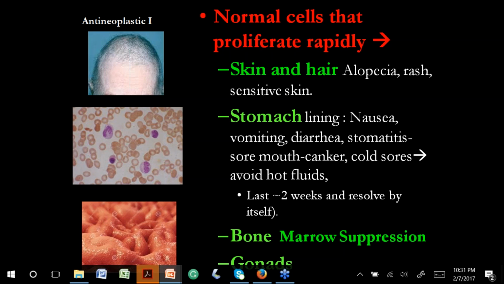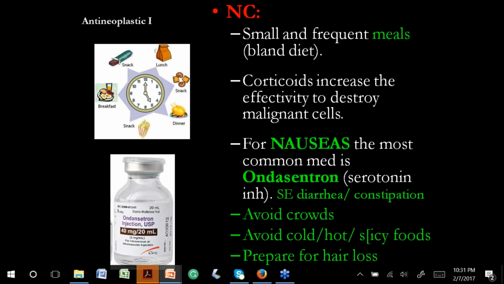If you have low levels of platelets, that means risk for bleeding. If you have the red blood cells going down, that means probably anemia. Okay? And the nursing consideration for each of them, the assessment and the nursing consideration.